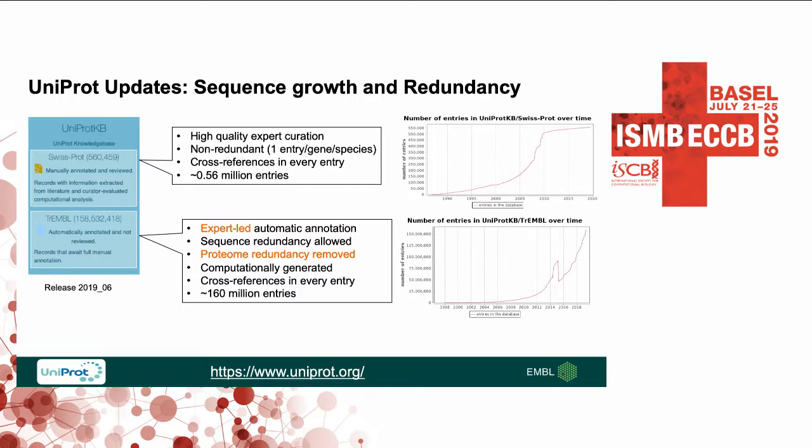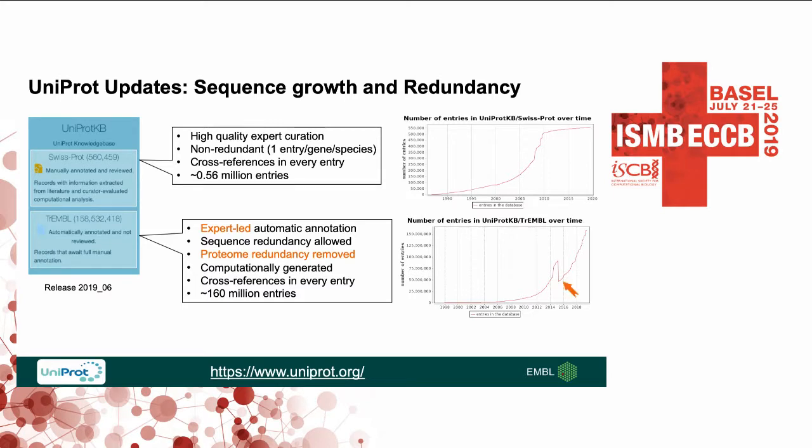And then we also have a much larger set of sequences, 160 million sequence entries in the TrEMBL data set. And this is redundant. It is the set of computationally derived sequences from Ensembl and other genomics resources. And this has some automatic annotation in it. And the automatic annotation is driven from the knowledge base from the SwissProt dataset.